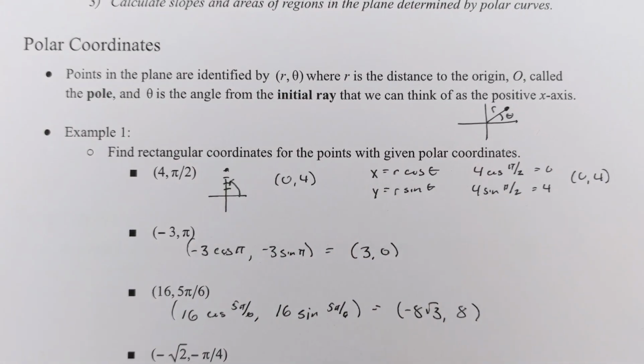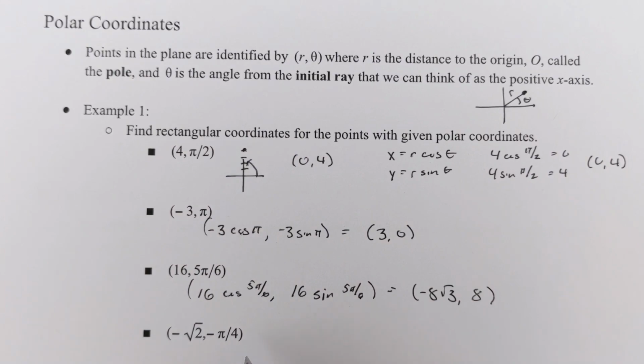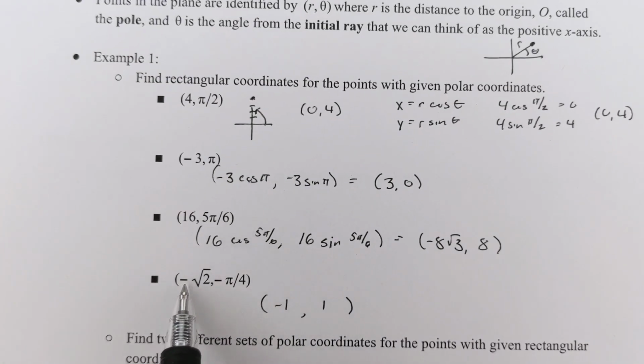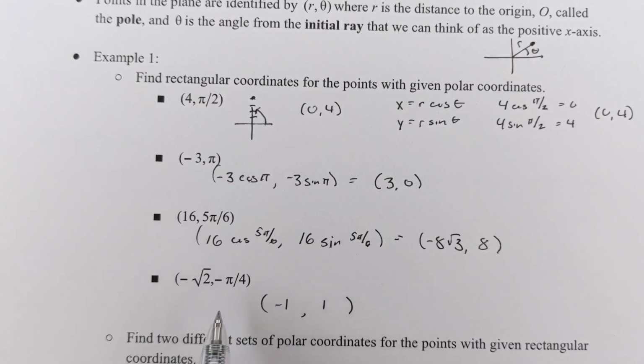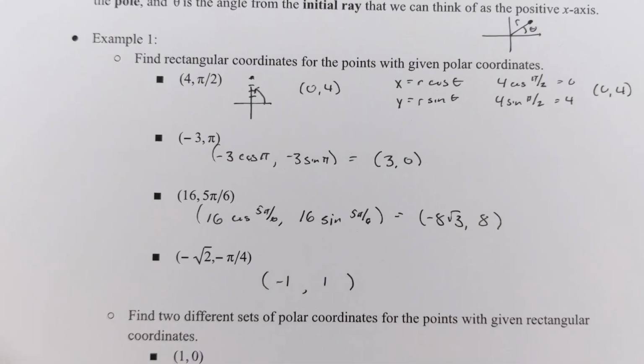So there we go. And the last one, let's see here, I'm just going to write the answer down. It's going to be negative 1 comma 1. So negative 2 times the cosine of negative pi over 4, negative root 2 times the sine.